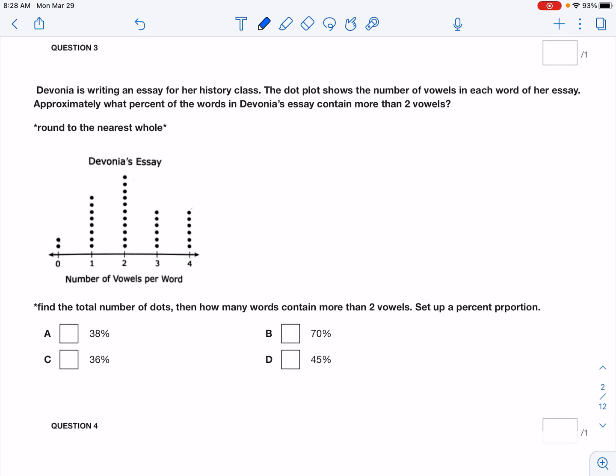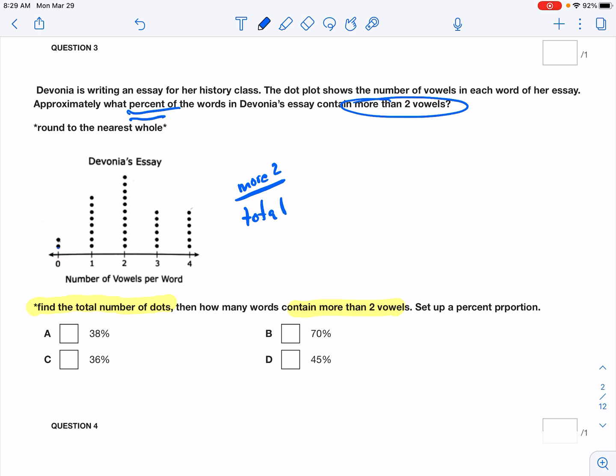Okay, question 3 says, Devanya is writing an essay for a history class. The dot plot shows the number of vowels in each word. Approximately what percent of the words in the essay contain more than 2 vowels? It says first, find the total number of dots. Then how many contain more than 2, and set up our proportion. So we're looking for more than 2 out of the total.